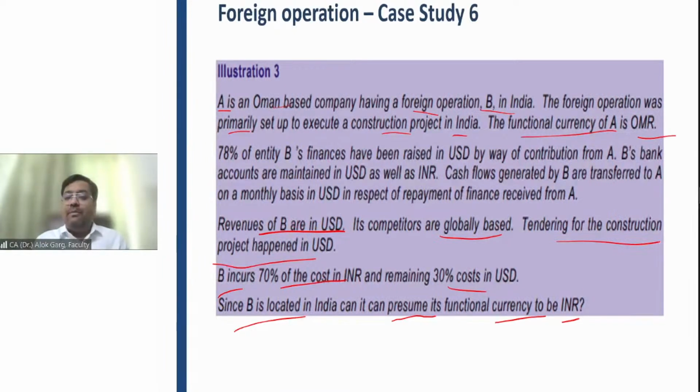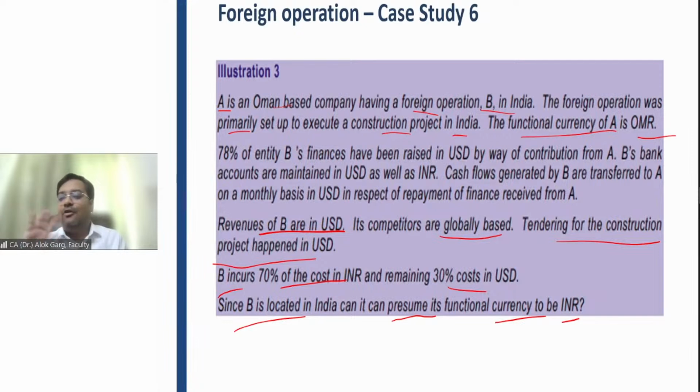So revenues of B are in US dollar. B is earning in US dollars, and its competitors are globally based, right? And tendering of the construction project happened in US dollar. So revenue of B is in US dollar as well. And B incurs 70% of the cost in INR and 30% of the cost in US dollar. Since B is located in India, can it presume its functional currency to be INR?